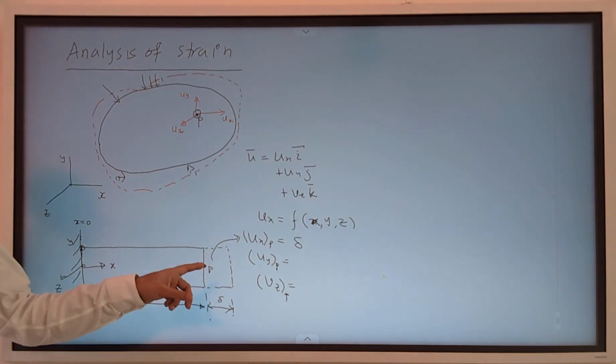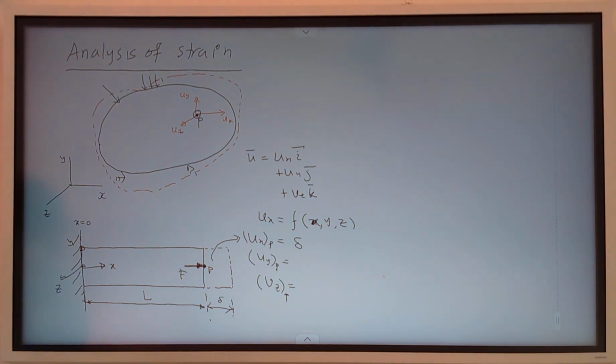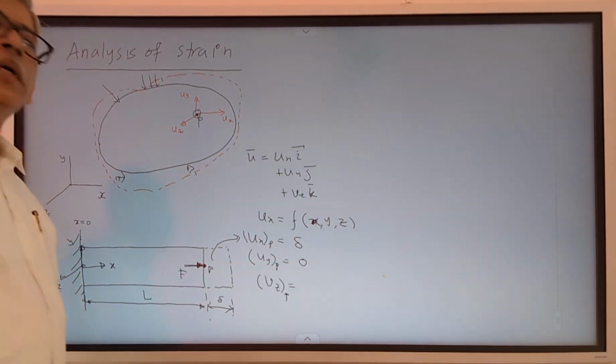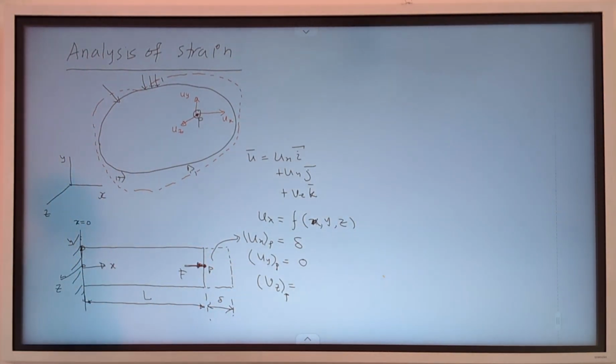What is the deformation in the y direction? In this direction? That would be 0. That 0 comes under some assumption. So can anybody tell this assumption? Yeah, that's right.